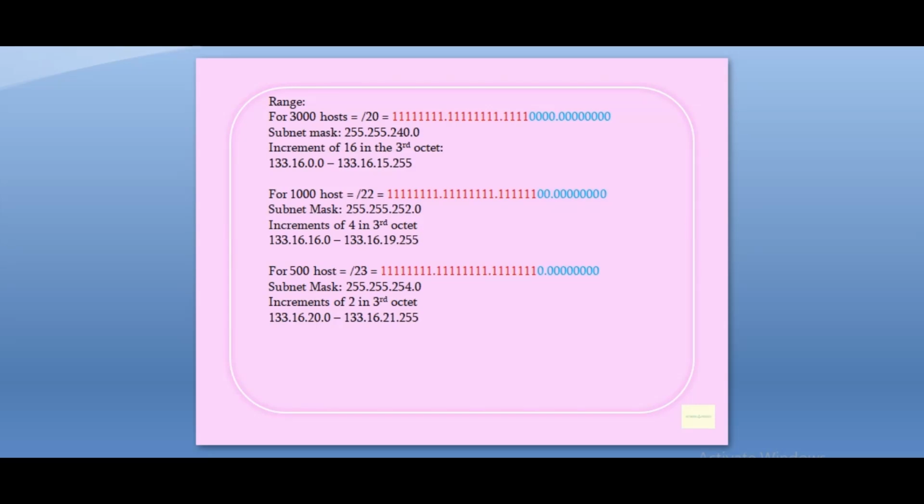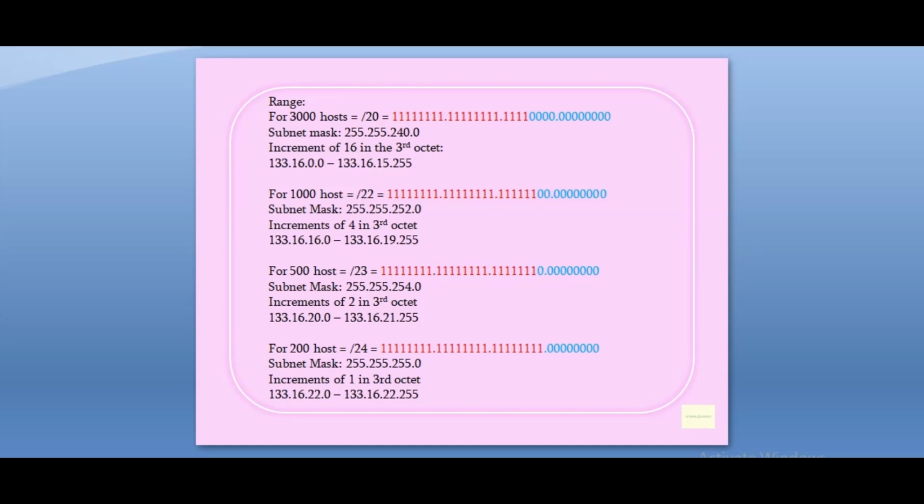Now for the subnet with 500 hosts, we used /23, giving us the subnet mask of 255.255.254.0. In /23, the last network bit is in the third octet, and in the binary place value table it is on the value of 2. That means with increments of 2, we get a subnet. This subnet's network address is the last subnet's broadcast address plus 1, which gives us 133.16.20.0. And adding 2 to the third octet, we get the broadcast address of 133.16.21.255. Lastly, for the subnet with 200 hosts, we used /24, which gives us the subnet mask of 255.255.255.0.